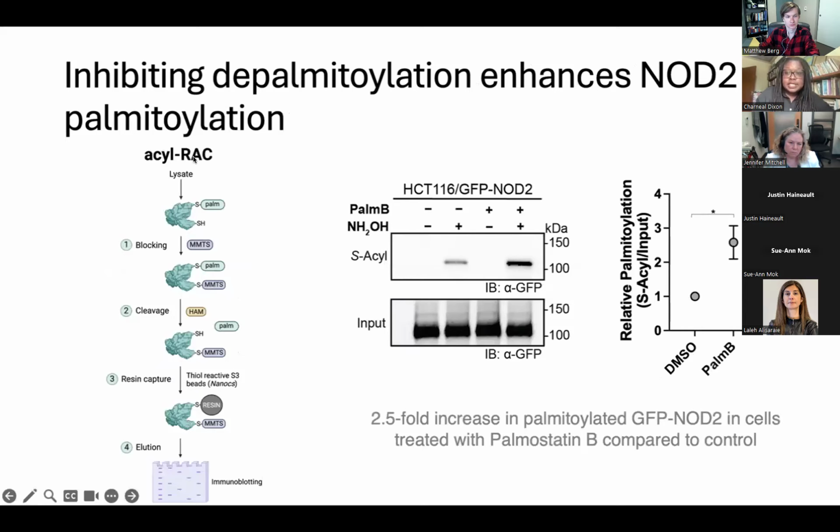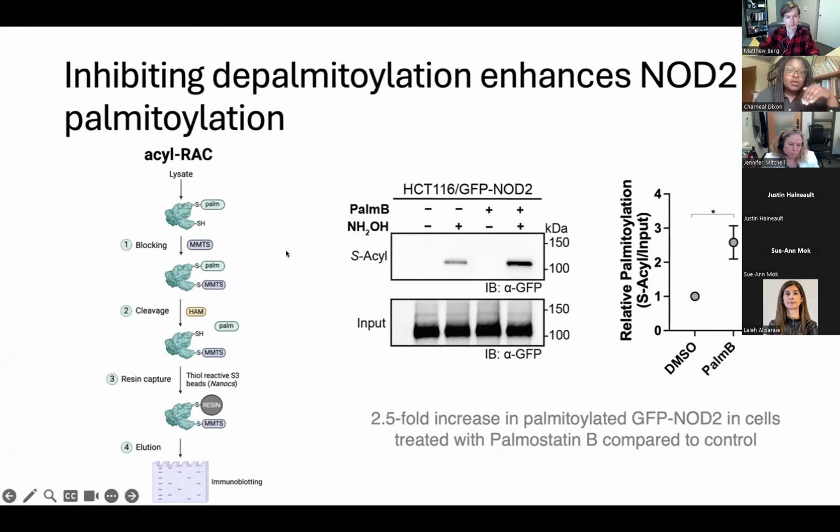So to confirm this experimentally, we used a method called acyl resin-assisted capture. It's a method of isolating palmitoylated proteins, and it has a series of steps, beginning with first blocking any free thiols, and then cleaving off any acyl thioester bonds, so any palmitate or fatty acyl groups that are attached through a thioester linkage, using neutral hydroxylamine, and then using an affinity-based resin or a thiol-reactive resin to capture that protein based on the newly liberated thiols.